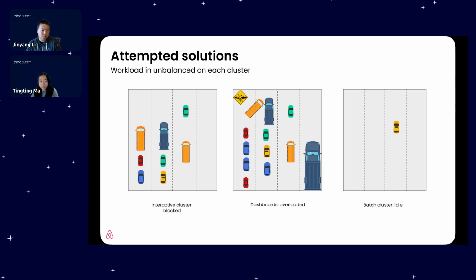Previously, we tried a few alternatives. For example, we created several clusters and routed the queries to different clusters based on where they come from. We have an interactive cluster for ad-hoc queries, a batch cluster for pipeline queries, and a dashboard cluster for Superset queries. But this doesn't solve our fundamental problem. Workload on the cluster can be unbalanced. While one cluster is idle, another cluster may suffer from blocking traffic or overloaded workload.